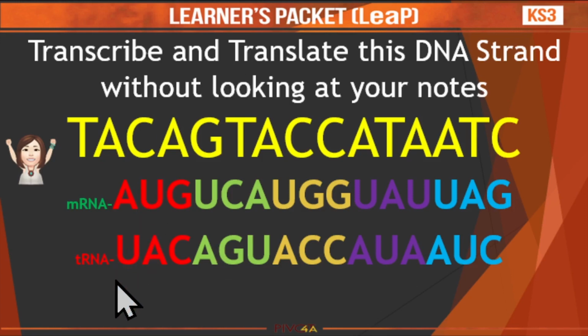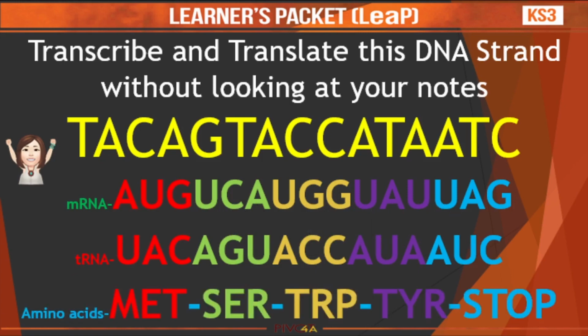Then, ano ang mapo-form na ating amino acid? So, again, ang amino acid natin ay dito natin kukuhanin sa mRNA, hindi dito sa ating tRNA. Again, ang tRNA natin, yan ang magke-carry ng amino acid na mapo-form sa ating mRNA. So, AUG, dito natin kukuhanin yung codon natin. AUG, UCA, UGG, UAU, UAG. So, we have the methionine, serine, tryptophan, tyrosine, then stop.